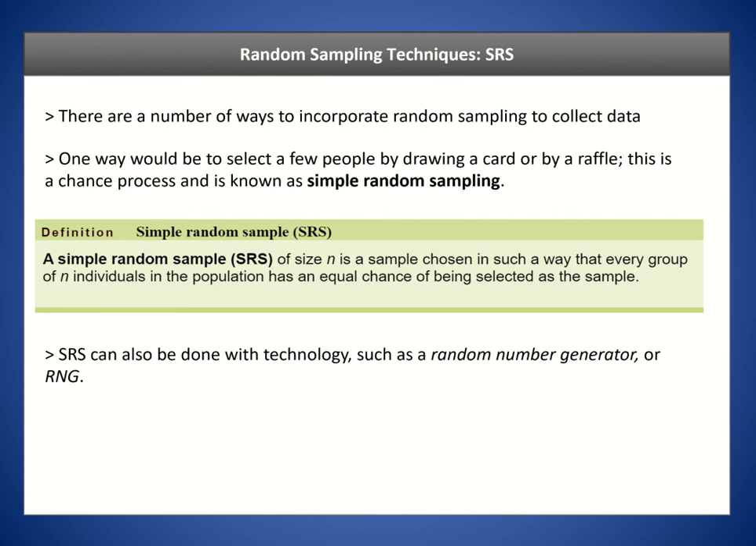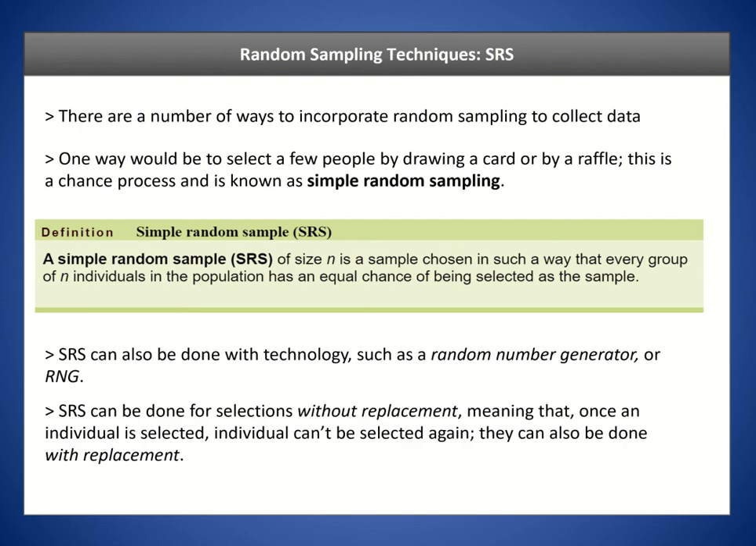Now, SRS can be done with technology such as RNG, random number generator. So technology, computers, calculators can do this. Websites, you just go on the website and there's a random number generator. Basically the idea is that everyone has a number and you can choose the number that corresponds to that individual randomly. So there's a couple ways that you could do this. You could do this with replacement and without replacement.